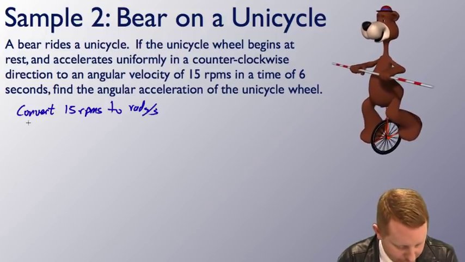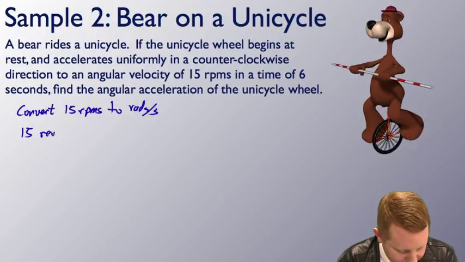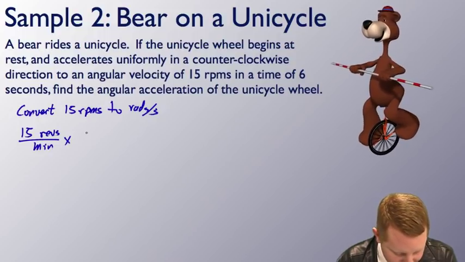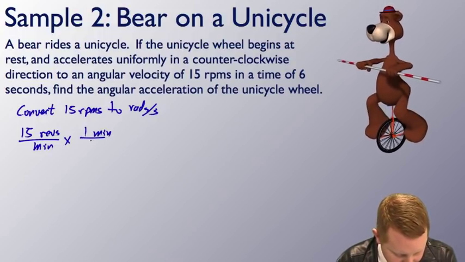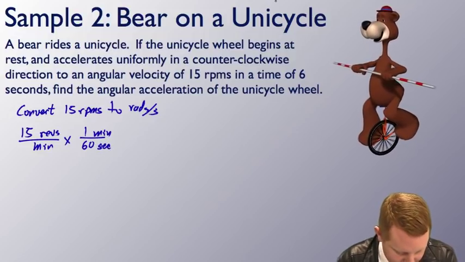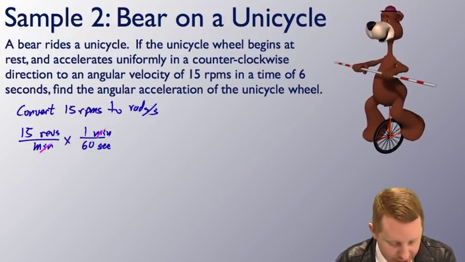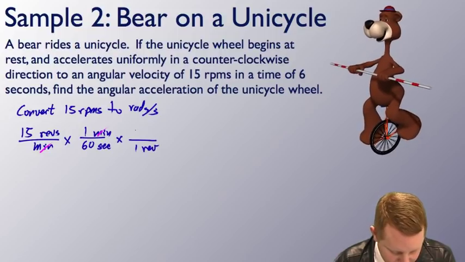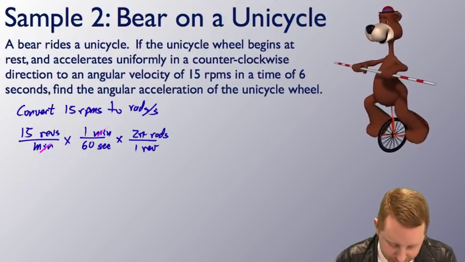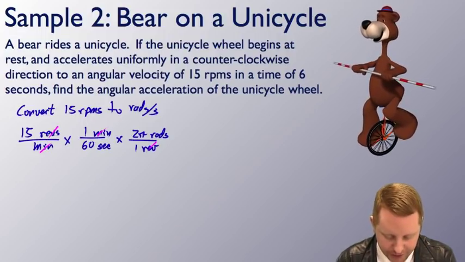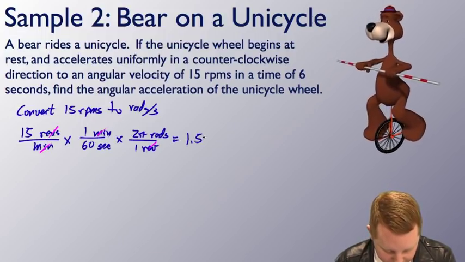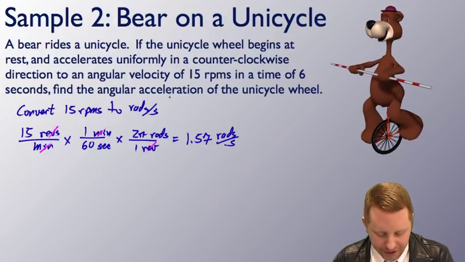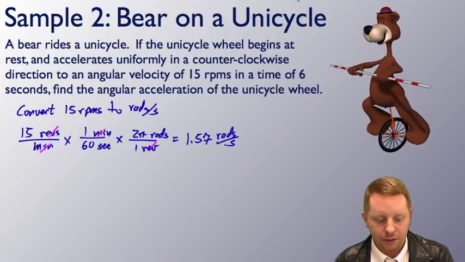radians per second. I'm going to do that by writing that 15 RPMs is 15 revolutions per minute. And we'll convert minutes to seconds first by writing that as 1 again. I know that 1 minute is 60 seconds. Minutes will make a ratio of 1. And now I need to convert revolutions to radians. And I know that 1 revolution is 2 pi radians. So my revolutions will make a ratio of 1. They'll cancel out. And I'm left with about 1.57 radians per second.